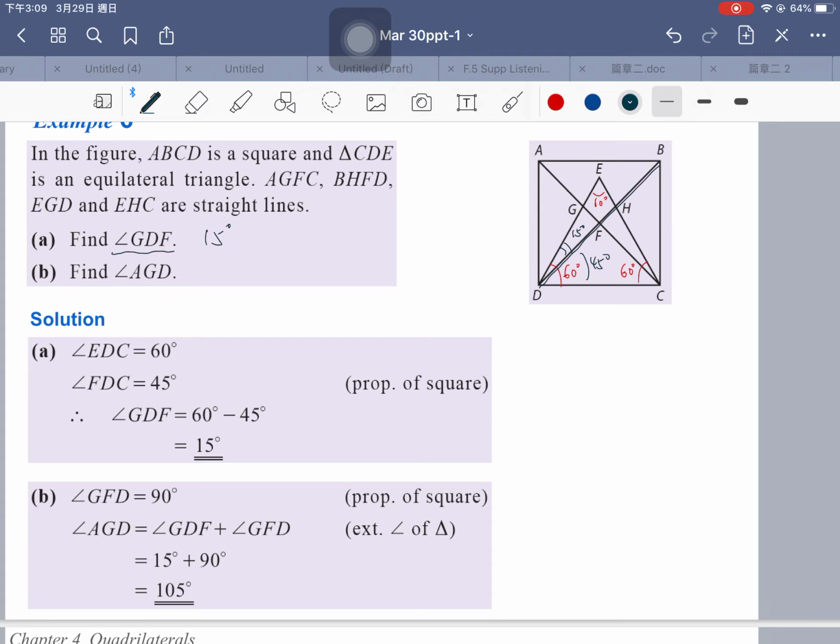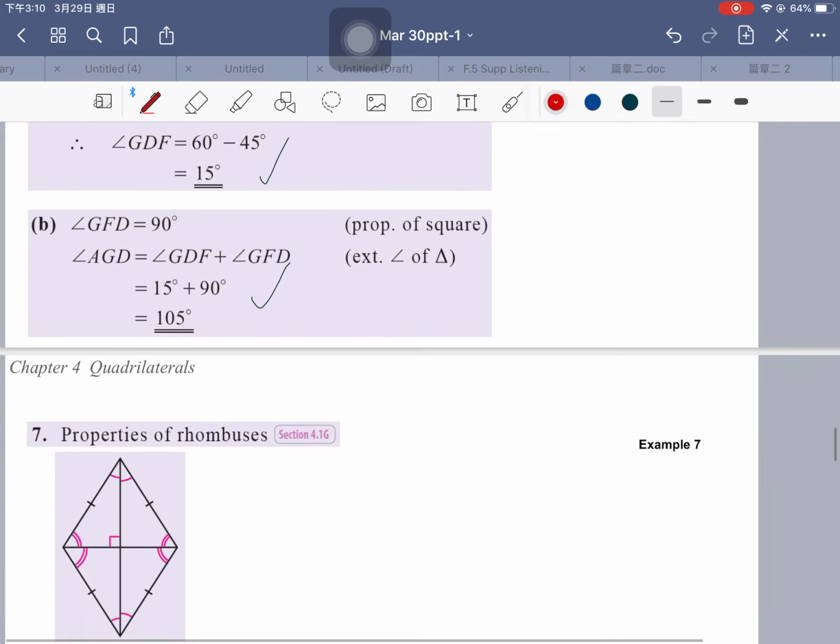AGD here. This angle, which is the exterior angle. This is 90 degrees. Therefore, 90 degrees plus 15 degrees, 105. There's no need for you to find every angle. Some angles are not necessary. You don't have to find this and this. But many students find as many angles as possible. It's a waste of time.